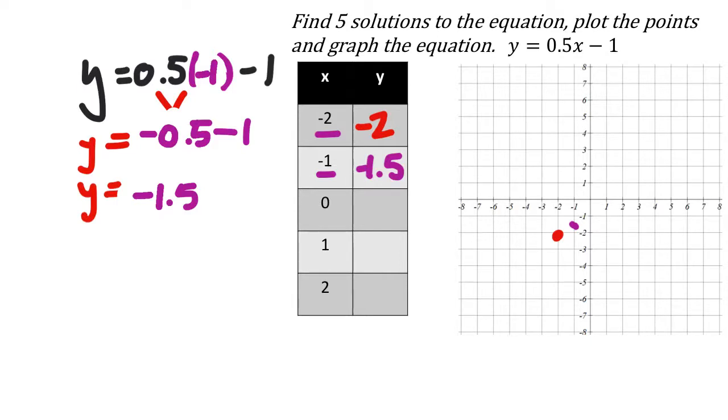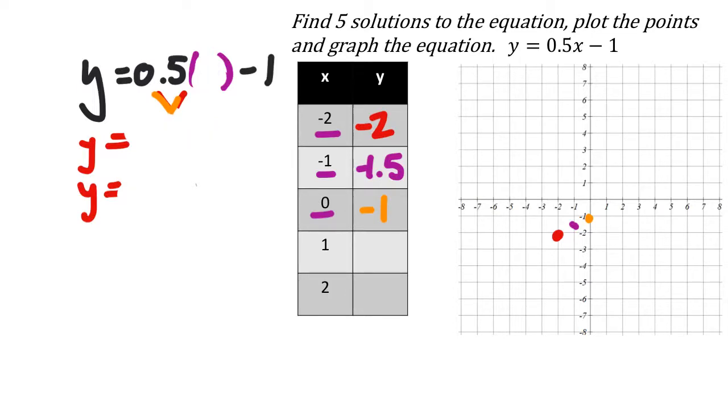But let's continue this. Again, I'll erase some of this stuff here. So next up, x is 0. So I replace the x with 0. And I solve this equation. 0.5 times 0 is, well, 0. 0 minus 1 is negative 1. So 0, negative 1 would be the next ordered pair, which goes right there. And again, I see consistency between the red, purple, and yellow, or orange right there, and it's creating that straight line. And again, a third point is enough to confirm the pattern, but it did want 5 solutions, so let's continue this.